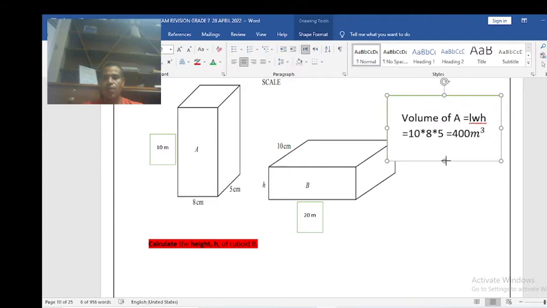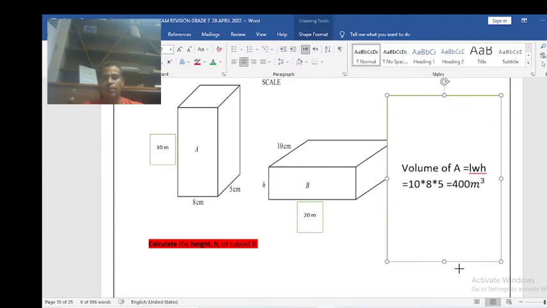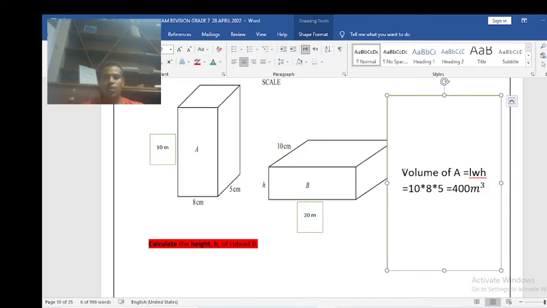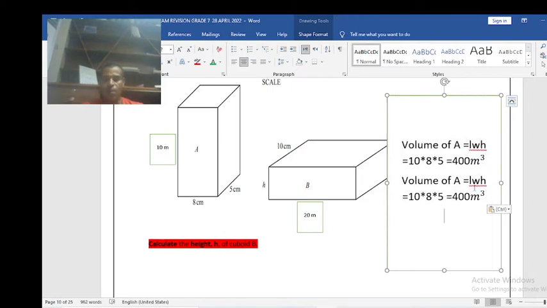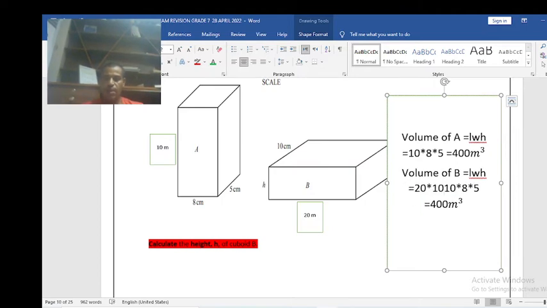Now the next one: I will try to find the volume of the second one, and I should equate both volumes. So the volume of B is what? Of B, of course, is length multiplied by width multiplied by the height. Length is 20 and the width is 10, the height is unknown. So I'll just write 20 multiplied by 10 multiplied by the height.